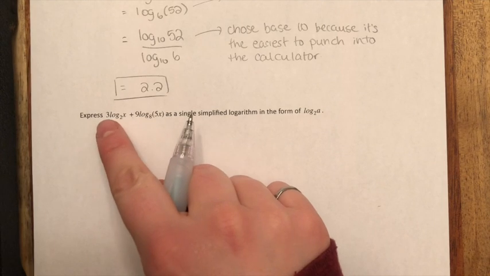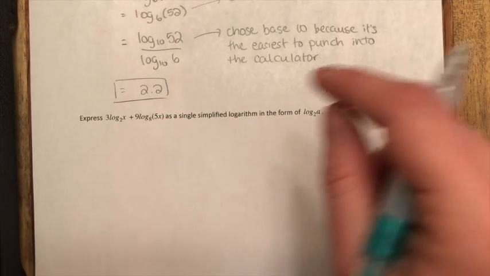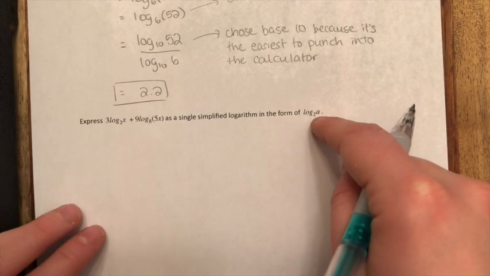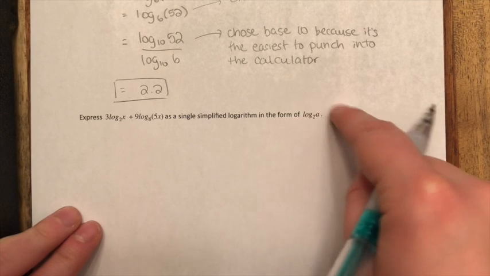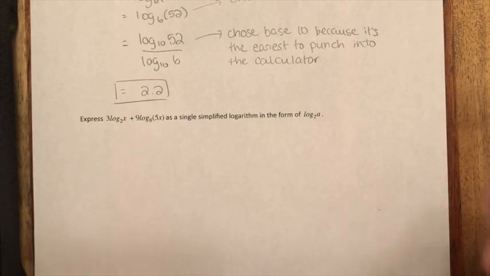So we've got 3 log base 2 of x plus 9 log base 8 of 5x as a single simplified logarithm in the form of log base 2 of a. So we want it all as one big log base 2. Right away that thinks, okay, change of base formula, we can do this. But I'm going to show you where we run into an issue that I didn't actually think about.